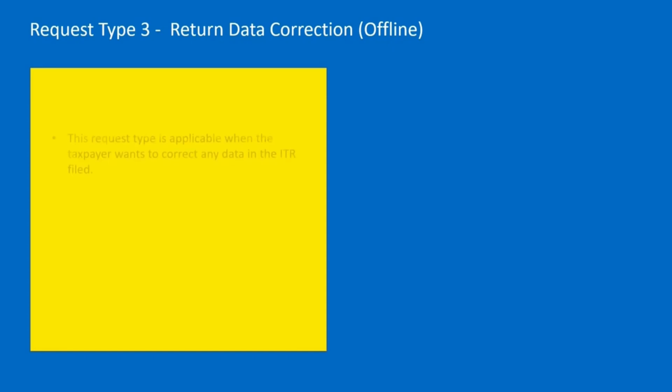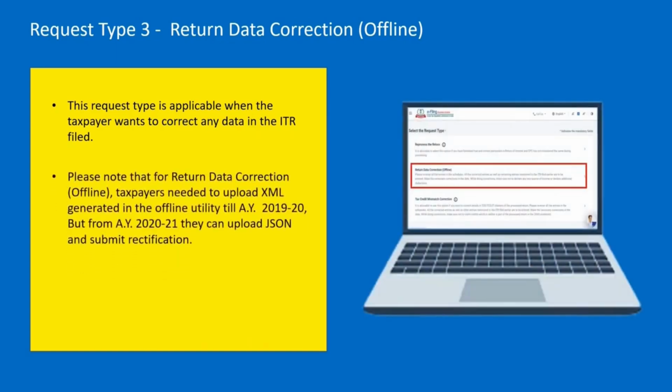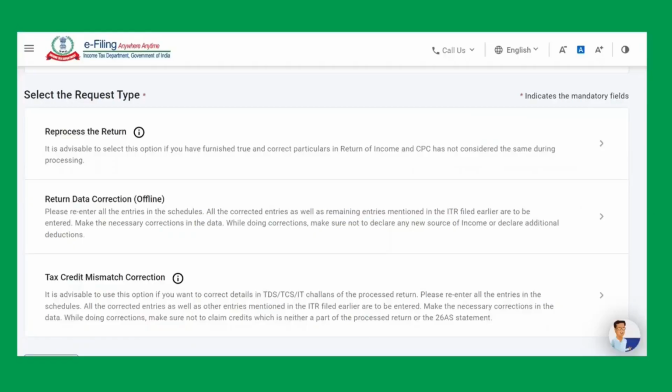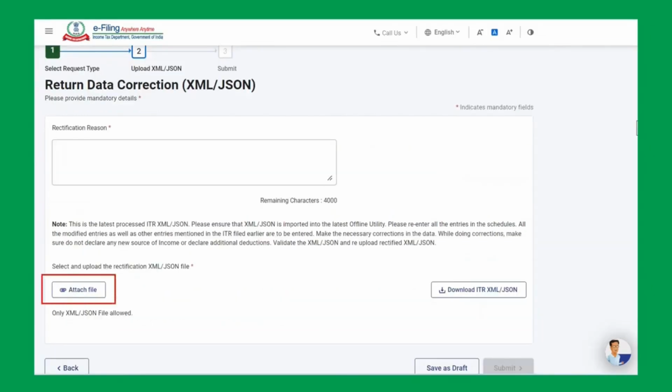Please note that this request type is applicable when the taxpayer wants to correct any data in the ITR already filed. Also, it is to be noted that the taxpayer needs to upload XML generated in offline utility for filing rectification up to assessment year 19-20. From assessment year 2021, they can upload the JSON and submit the rectification request. While making corrections, please make sure that you do not enter any new source of income or declare any additional deductions. Once you have selected the request type as return data correction offline, you would be required to attach the rectified return in the JSON or the XML format.